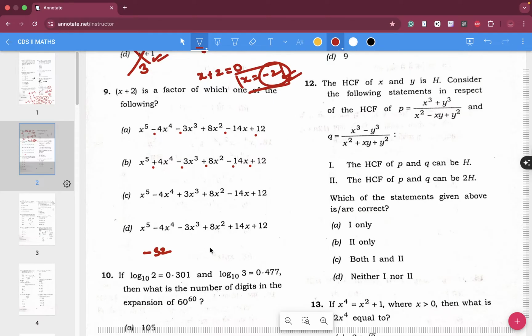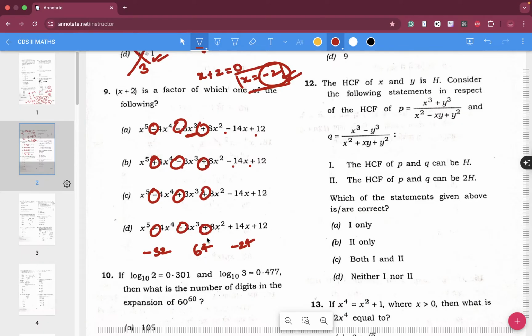16 into 4 is 64, right? 64 is going to be a positive number. Now I'm still not considering this sign over here. Now x cube value is how much? Minus 8. Minus 8 into 3 is how much? Minus 24. I'm still not considering this sign at all.